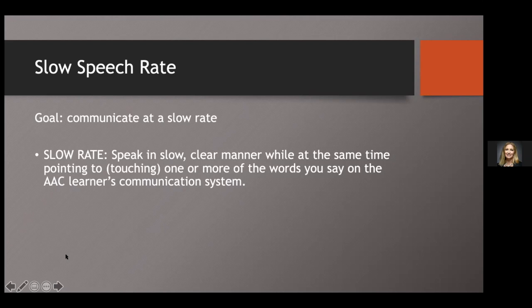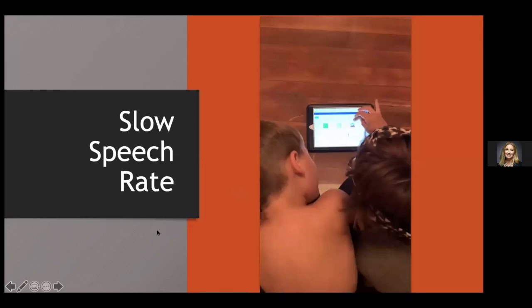Yeah, and with slow rate of speech, and we will discuss the stop strategy also, that will help the AAC user really process more of the verbal information that you're providing them. So it's slow, but it's not unnatural. Just keep that in mind too. So let's go back a little bit to that one.